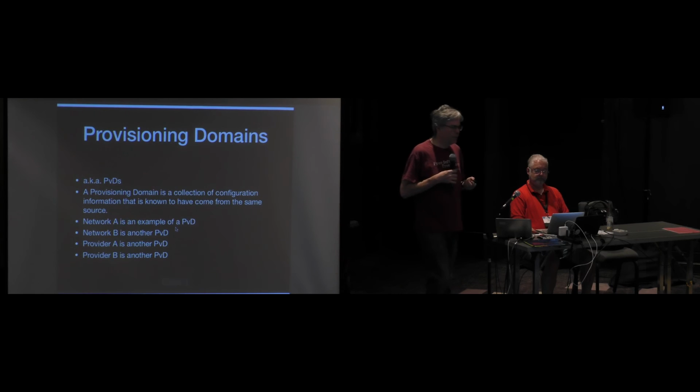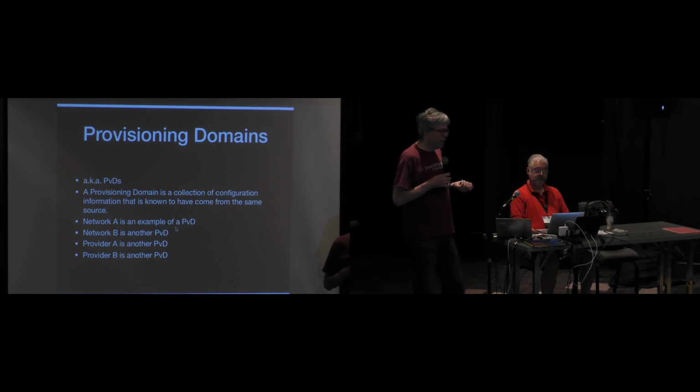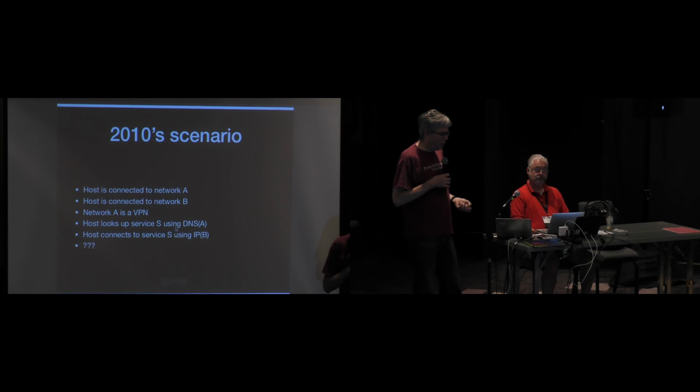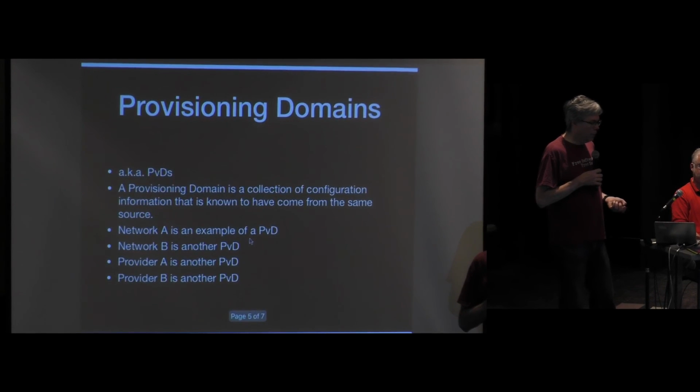The answer is with provisioning domains. So a provisioning domain is a collection of configuration information that's known to have come from the same source. So in the previous example, network A and network B were both different provisioning domains. And similarly, in the 2020s example, where we've got provider A and provider B, those are both also different provisioning domains.